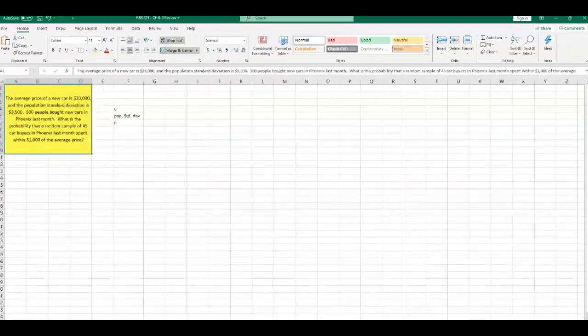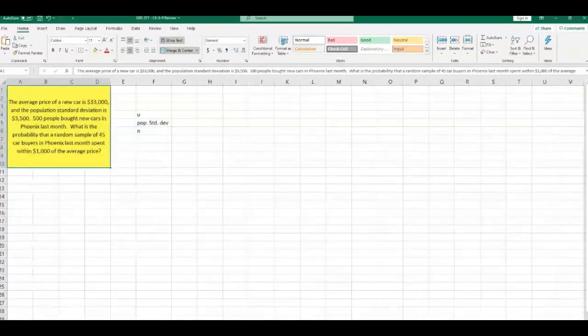Now, our second question here, we're told the average price of a new car is $33,000. The population standard deviation is $3,500. 500 people bought new cars in Phoenix last month. What is the probability that a random sample of 45 car buyers in Phoenix last month spent within $1,000 of the average price?